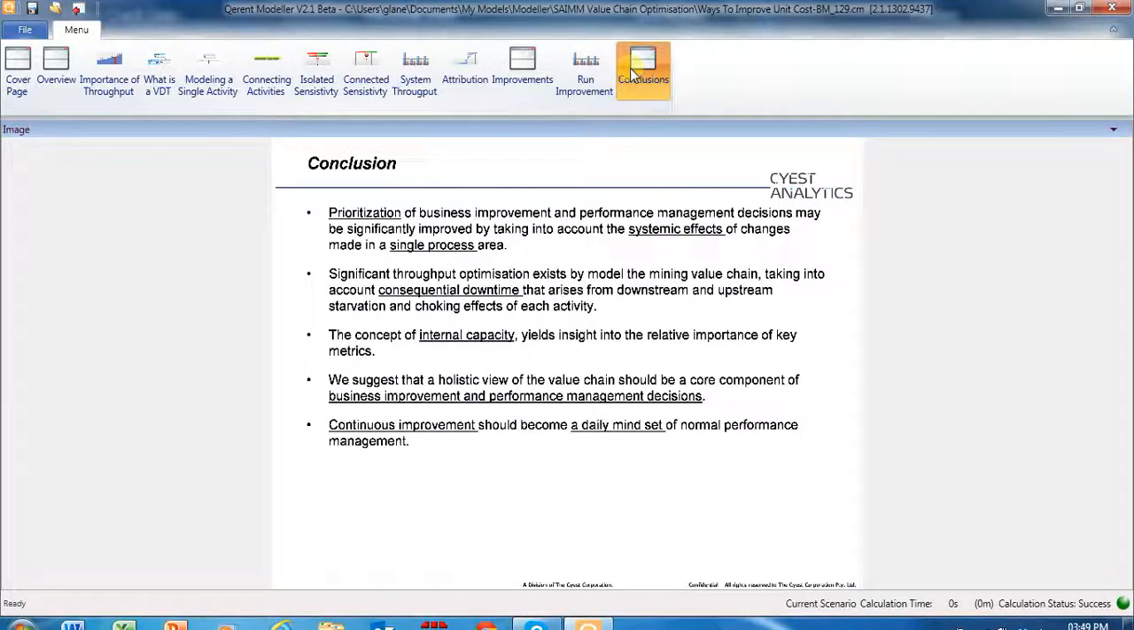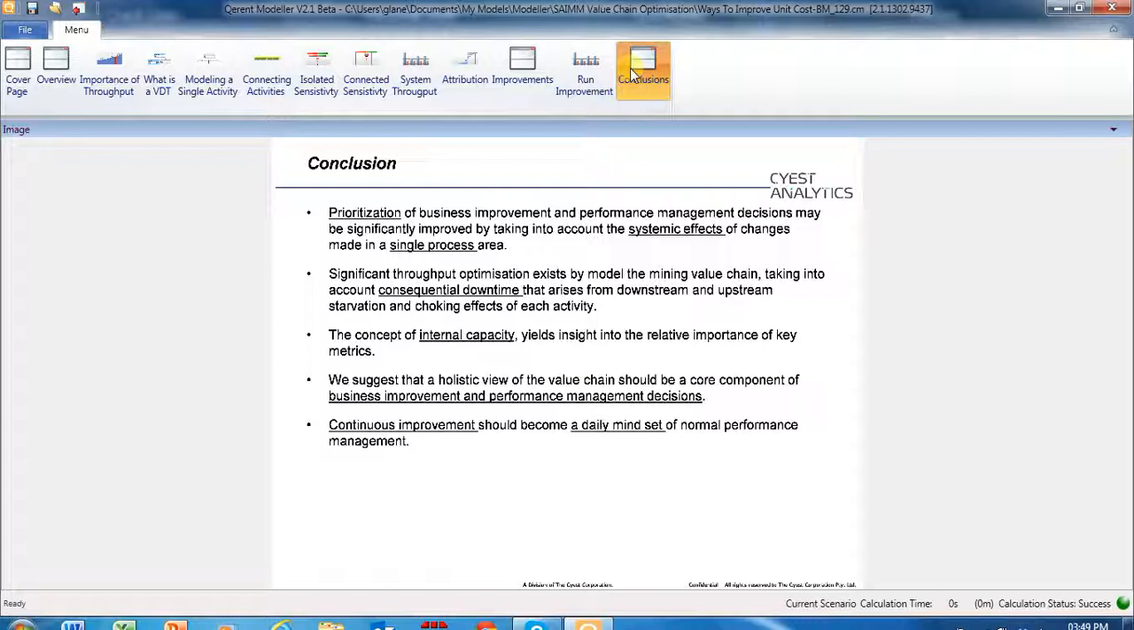So in conclusion on this model, to be able to prioritize business improvements and performance management decisions, you really need to look at the whole value chain and not just a single process, because often these operations are busy fighting fires, and they've got long lists of initiatives at every single one of the activities in drill and blast, load and haul, crushing, processing. And in fact, there's only one activity that is the constraint at a given point in time, and you need to really focus on what are the priority items in that one, and really you can only do 3 or 4 things at a time, so focus those on the thing that has the biggest impact.